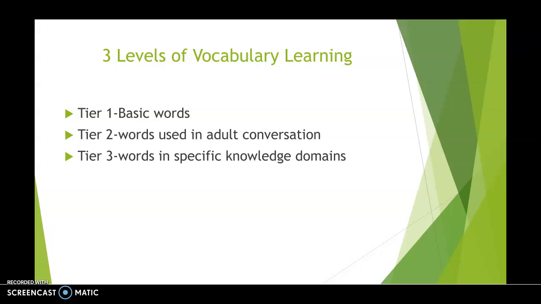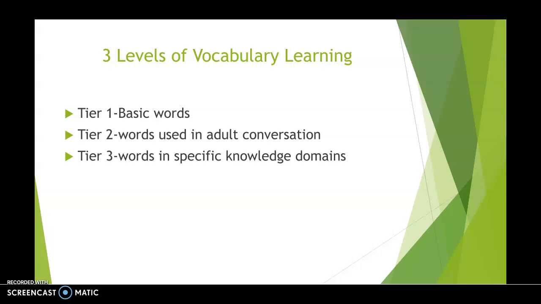Tier 2. These are words that are more common in adult conversation or adult language and can be used across a variety of areas, knowledge domains, and these words can also have multiple meanings. Examples would be benevolent and industrious. And then Tier 3 words. Those are words in specific knowledge domains.